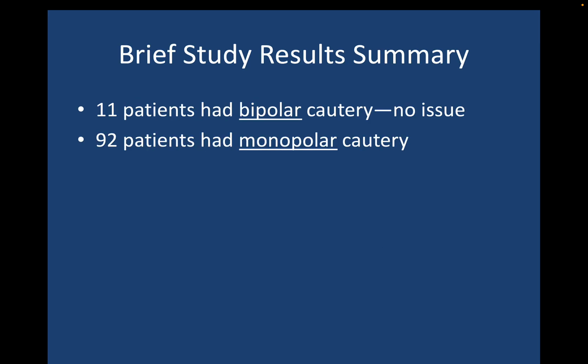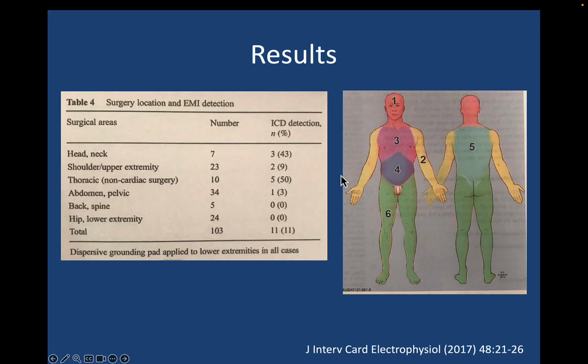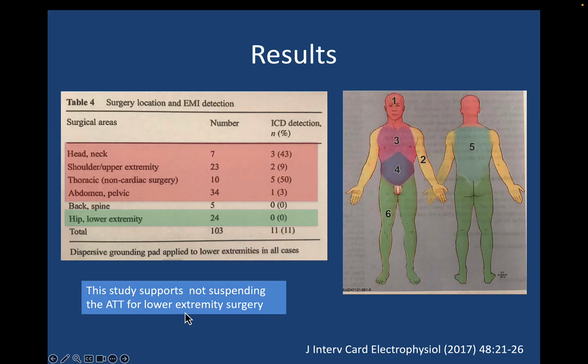The patients who had monopolar cautery, 92 of them, 11 had EMI detected, and this is sort of how it looked. The patients who were having surgery above the umbilicus, so in the head, shoulder, upper arm, thoracic, and abdominal procedures, that's where the ICDs were detecting the cautery as if it were dysrhythmias. But you can see that for hip or lower extremity surgery, 24 patients, none of them had any detection of the cautery by the ICD. And so this paper sort of supports not suspending anti-tachytherapy for lower extremity surgery.